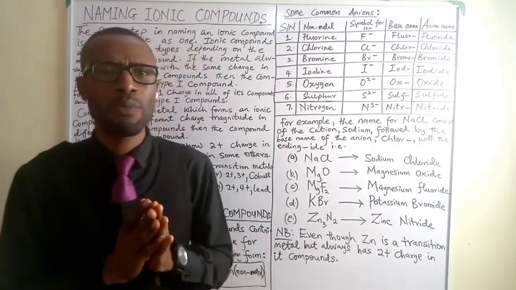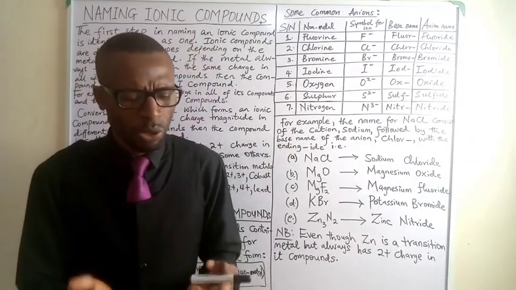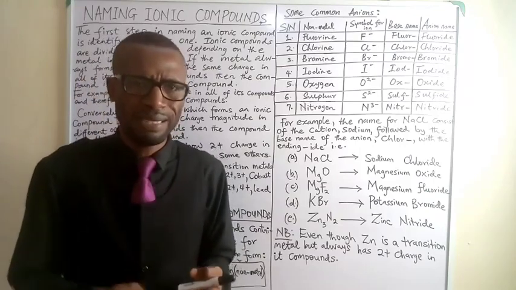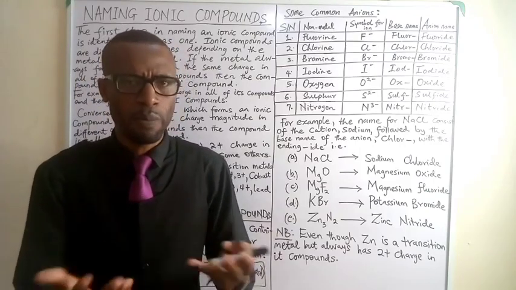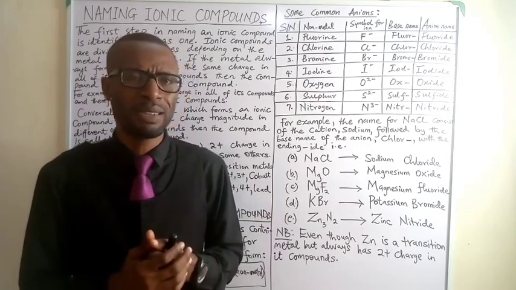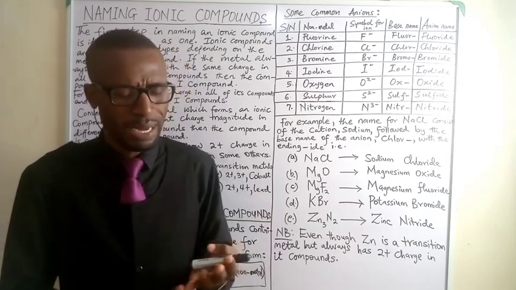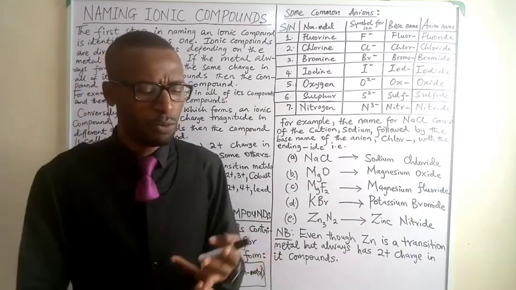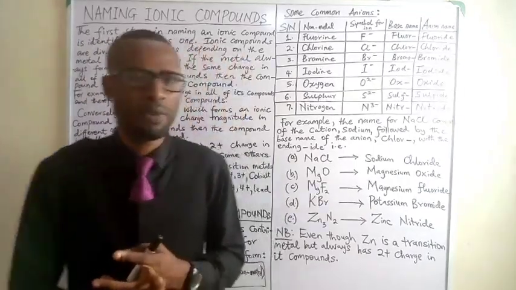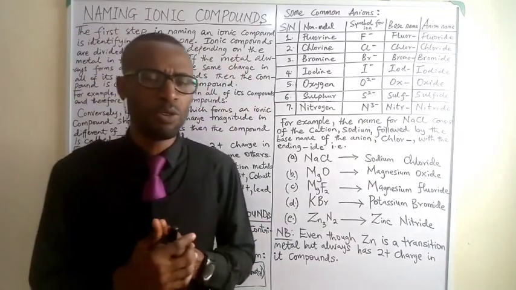When you talk of type 1 ionic compound, I'm talking about an ionic compound that comprises a main group metal. Okay, when you talk of main group metals, you're talking of metals in group 1, the alkali metals, metals in group 2, the alkaline earth metals, and metals in group 13 of the modern periodic table, known as the aluminum group.